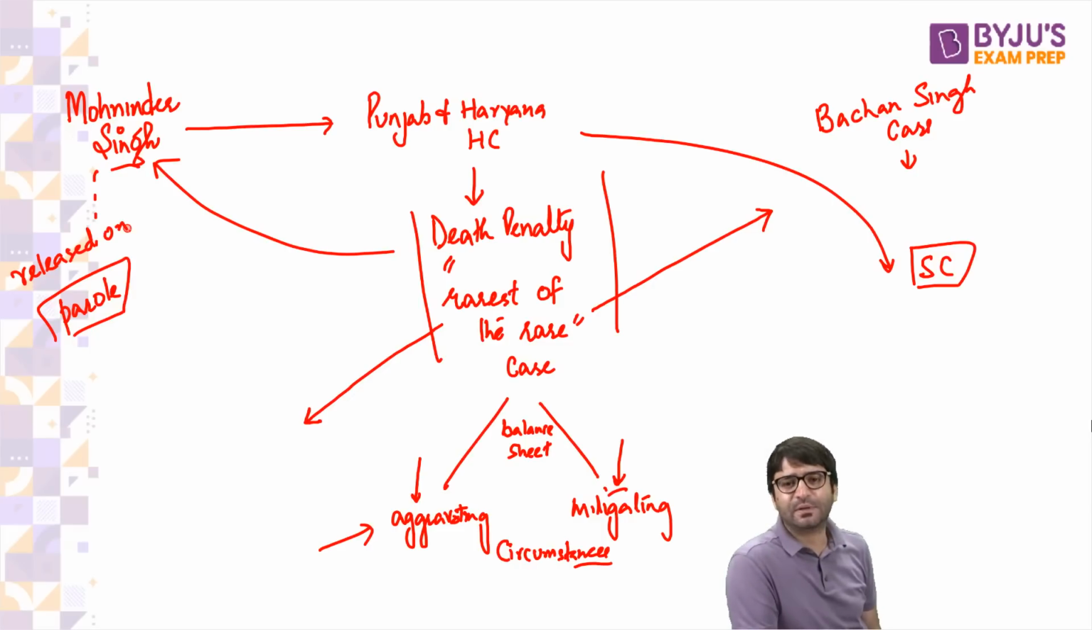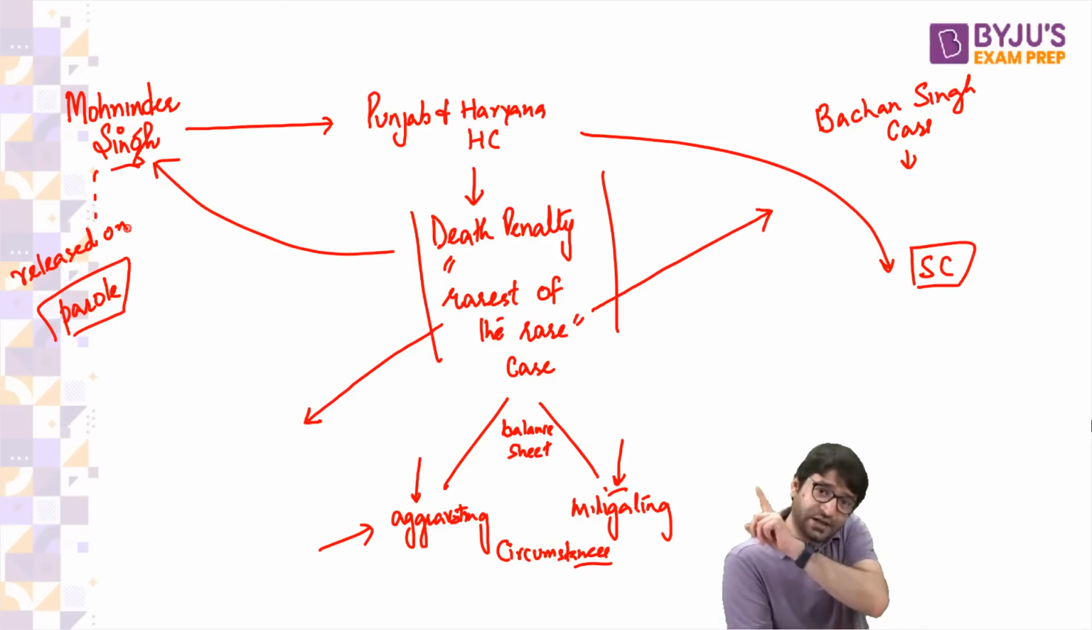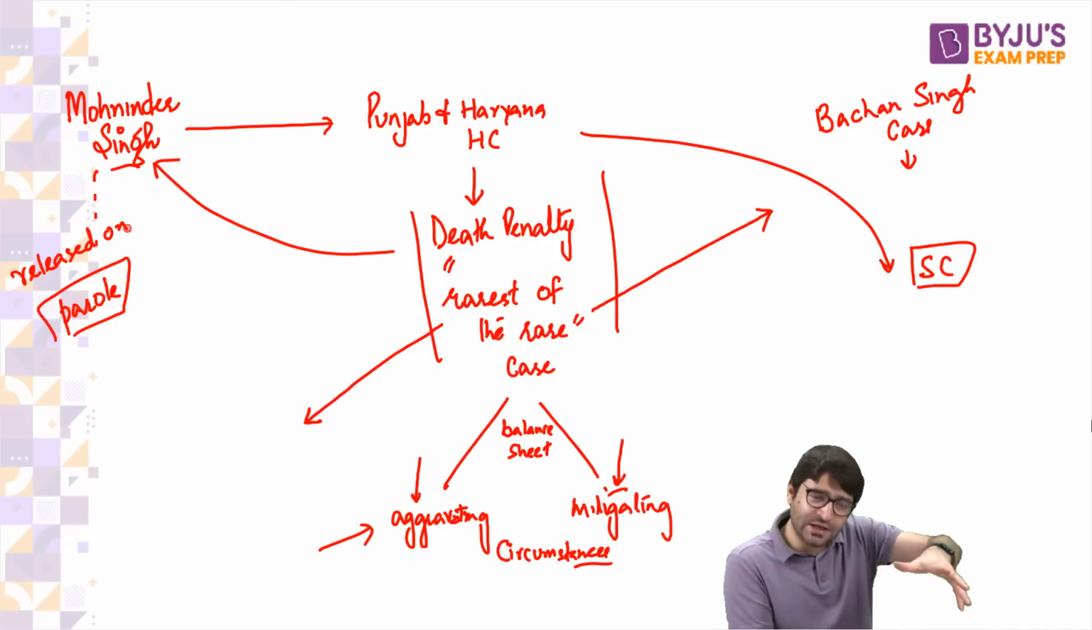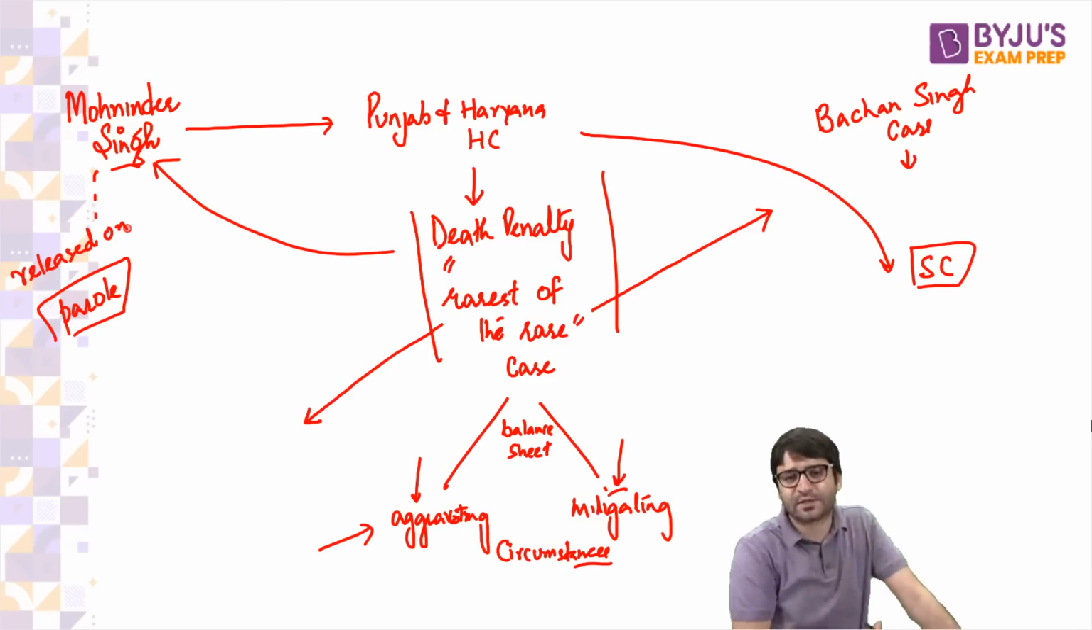Matter went to the Punjab and Haryana High Court again. Why? Because this is another offense. Punjab and Haryana High Court said, now this is the rarest of the rare case. He was serving his time in the jail for raping his daughter. Now he's released on parole. He killed the daughter, he killed the wife as well. This is rarest of the rare case. Hang Moninder Singh.